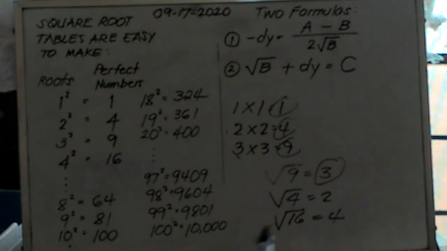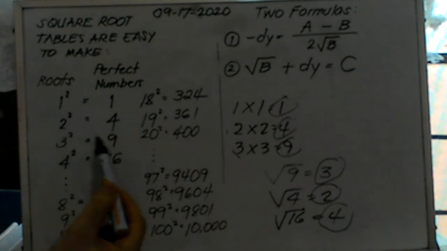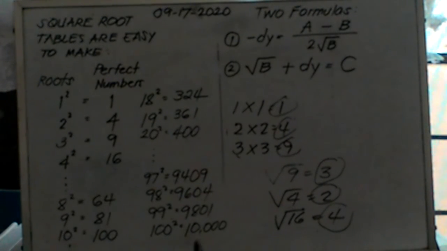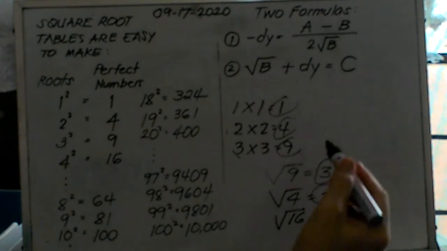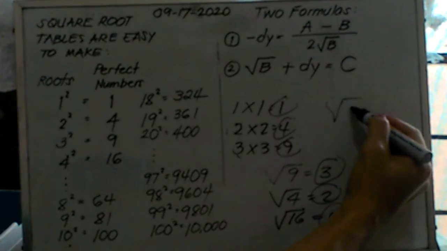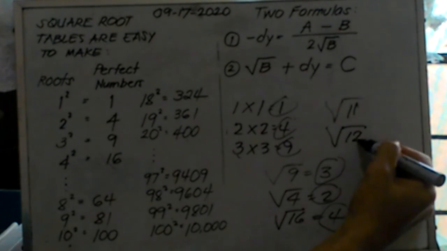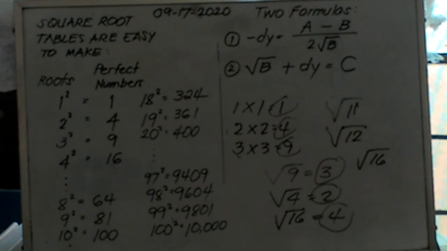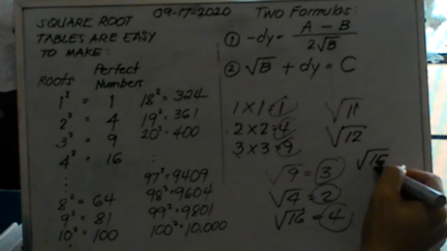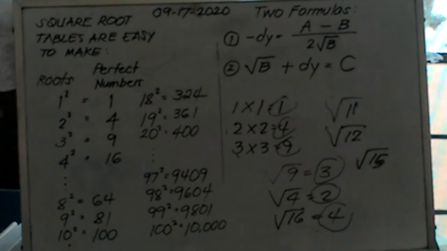Now perfect roots are easy to find. Just look at the table. Now how about the numbers in between? For example, you want to find the square root of 11 or 12 or even 15. I'm sorry, 15. In such cases, we turn to the formulas.